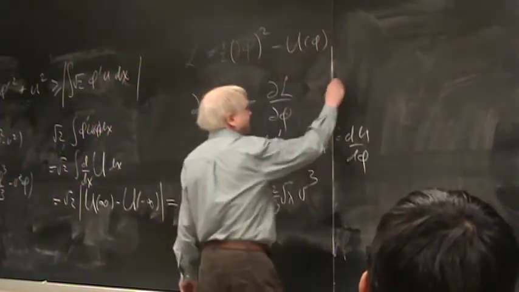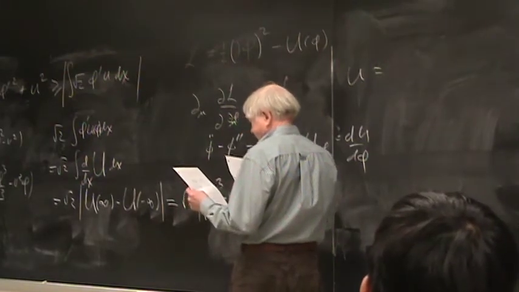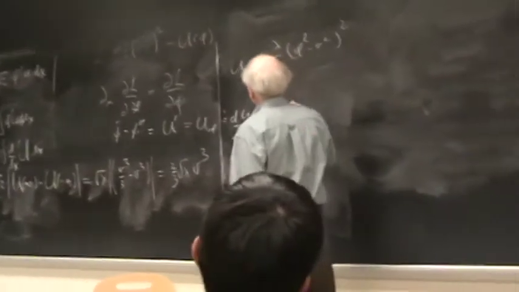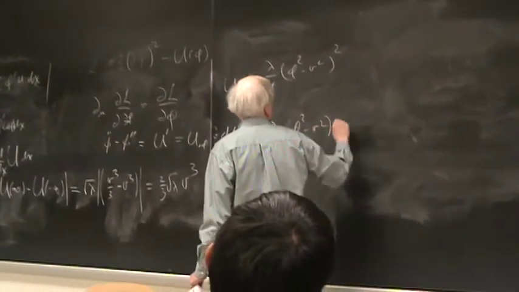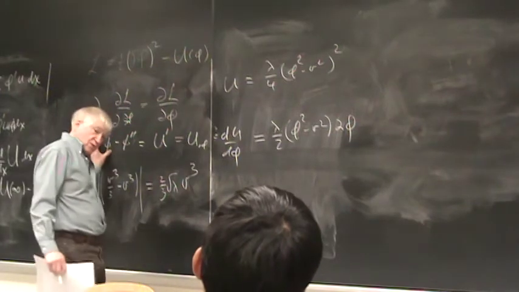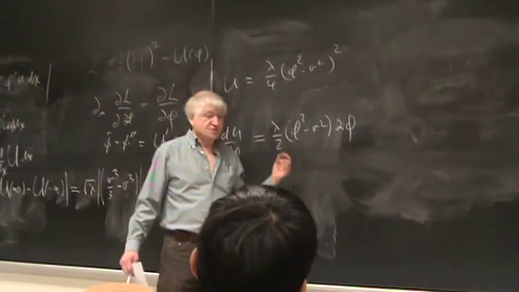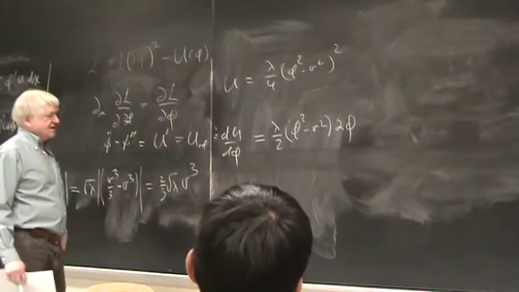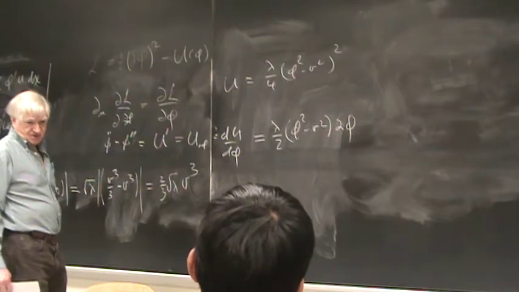Okay, so in the case in which u is lambda over 4 times phi squared minus b squared, all squared, which is what we were doing here, then this thing is lambda over 2 times phi squared minus b squared times 2 phi. So that's what u prime is. So the equation is phi double dot minus phi double prime, so second partial with respect to time minus second partial with respect to space, is equal to this thing, which involves a phi cubed term. And the phi cubed term makes the thing difficult. In general, these nonlinear partial differential equations are very hard to solve. But it turns out that in two dimensions, you can find special solutions rather easily.